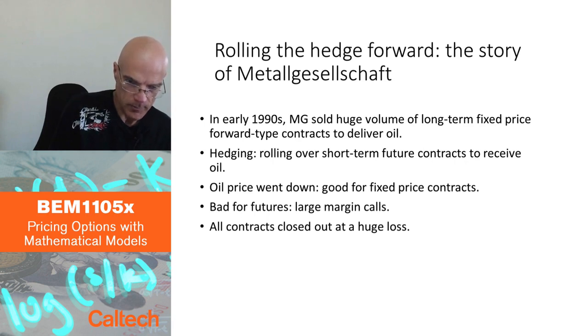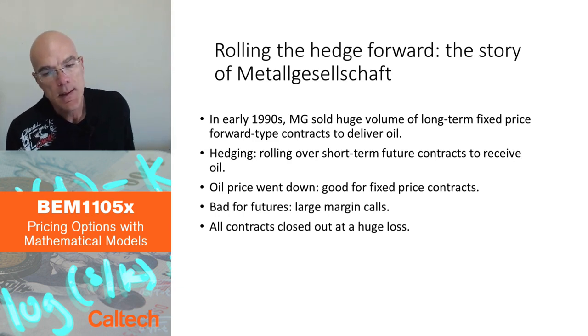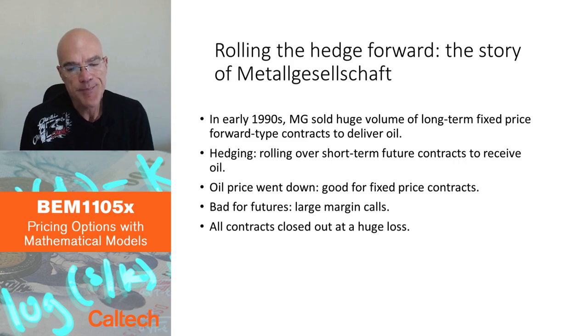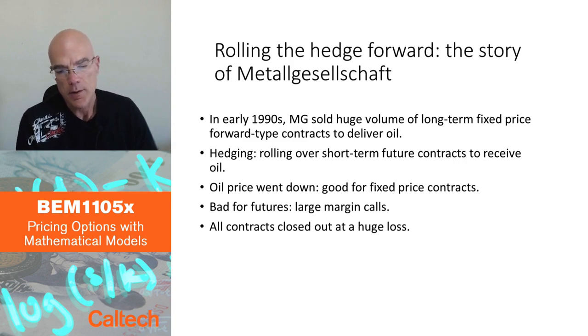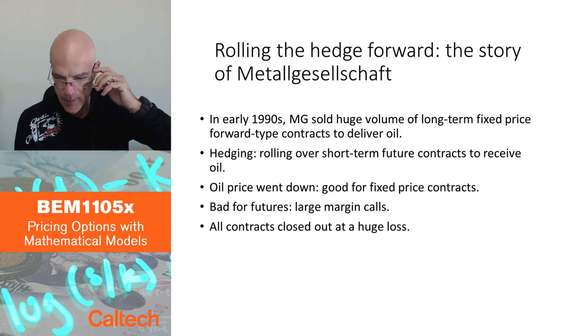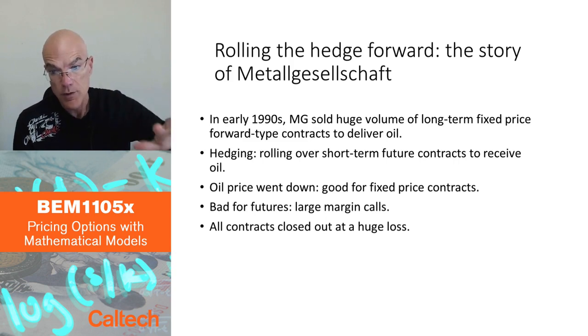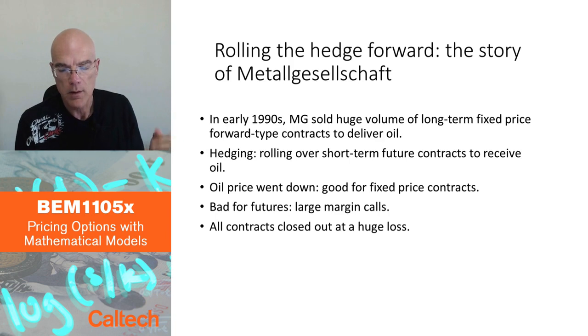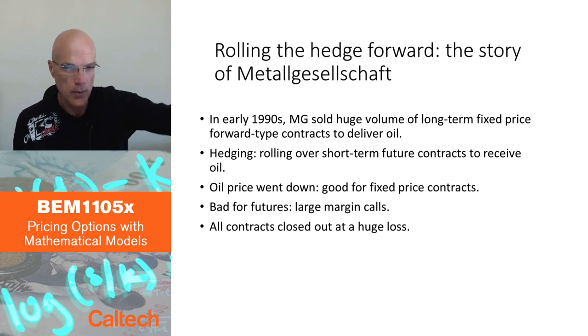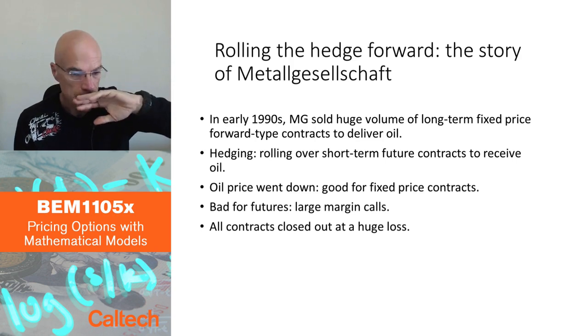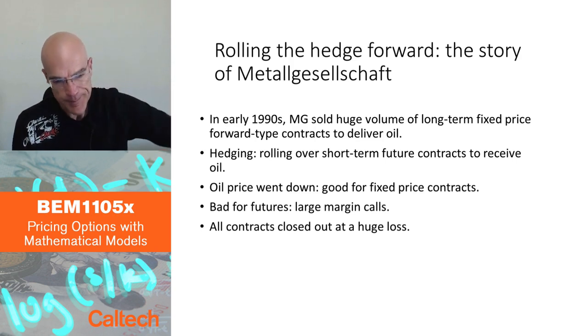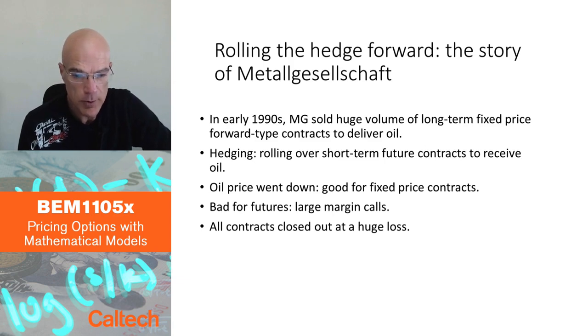The company is a German company, Metallgesellschaft. And what they did, they sold over the counter privately to their customers a large number of basically forward contracts to deliver oil at a fixed price, some forward price. They promised to deliver oil long term in the future at a pre-specified price, and then they wanted to hedge this.